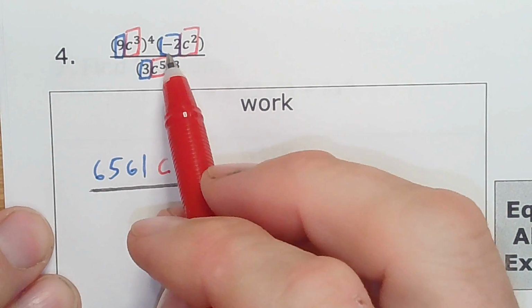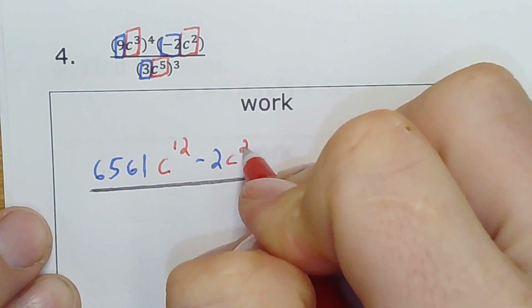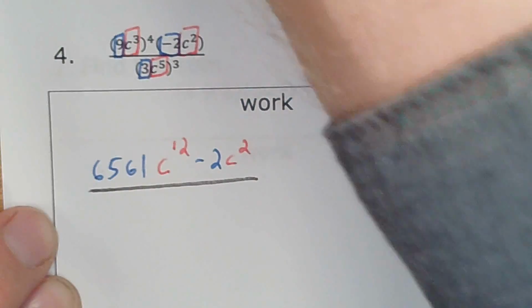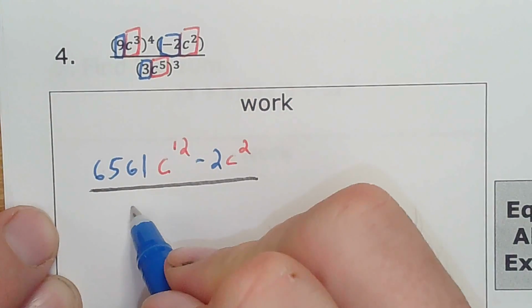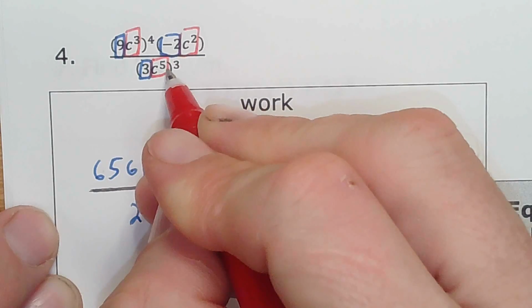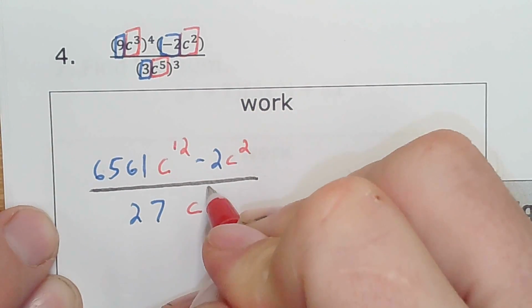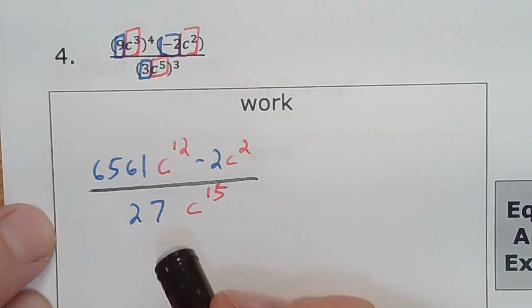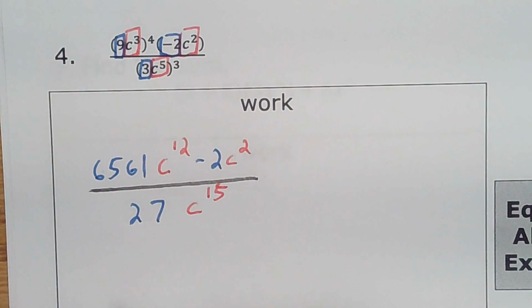Okay, and then there's no exponents for this one, so we're just going to make that negative 2C squared. So that's the numerator, and then the denominator is going to be, well, 3 cubed is 27, and then C to the 5th cubed is, multiply the exponents, C to the 15th. So that is our first line of mathematics there.